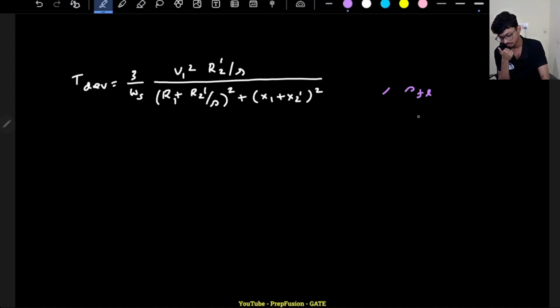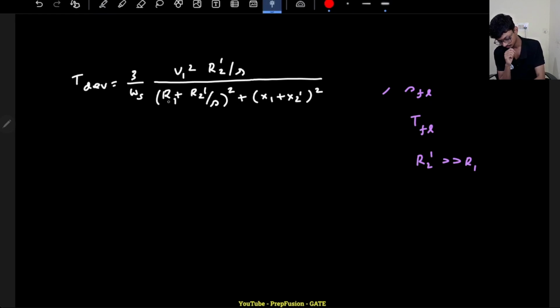Okay, and what is the torque in full load? Torque in full load is TFL. Okay, so another approximation is R2 dash is much higher than R1. So R1 will go away basically. R2 dash is much higher, R1 will simply go away, right? And slip at full load is very low, so this will anyway be dominating, we know this.